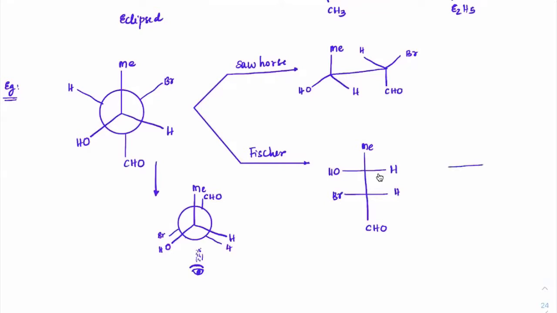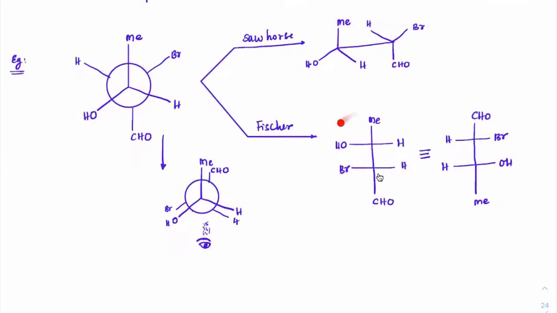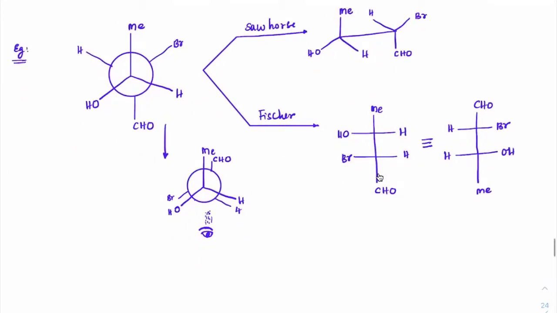In case you draw the Fischer projection in the opposite direction, that is if you put CHO here and methyl here, then their groups respectively will only rotate. So bromine would come here, hydrogen would be here, OH will come here, H will be here. So both of them are the same. First figure, beta. Okay.